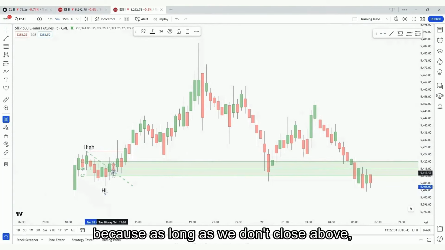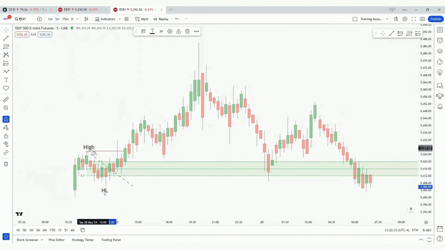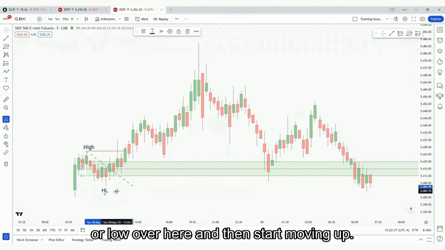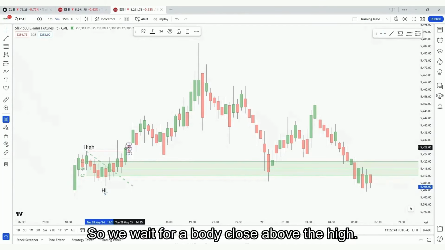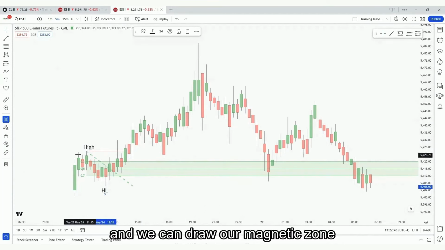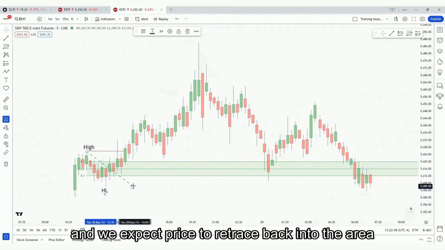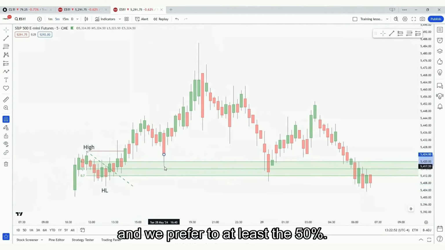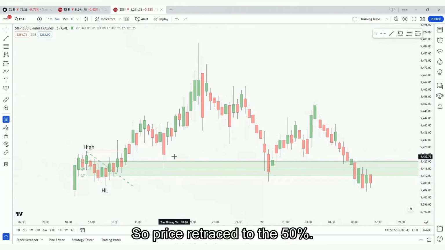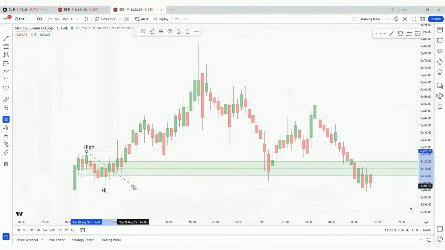Because as long as we don't close above, price could easily go lower and create a higher low over here and then start moving up. So we wait for a body close above the high. Now we have our higher low and we can draw our magnetic zone. And we expect price to retrace back into the area, and we prefer to at least 50%. So price retraced to the 50%.